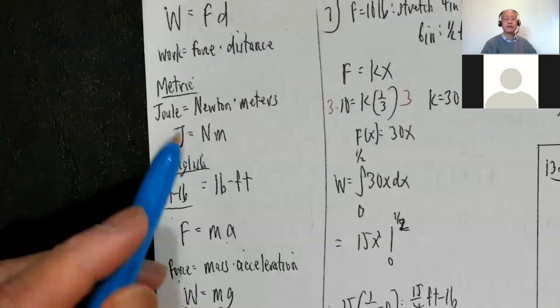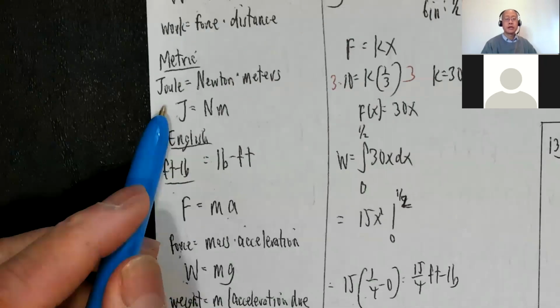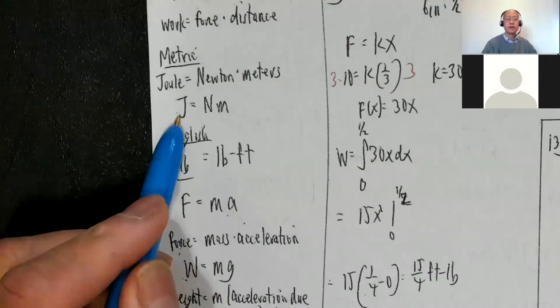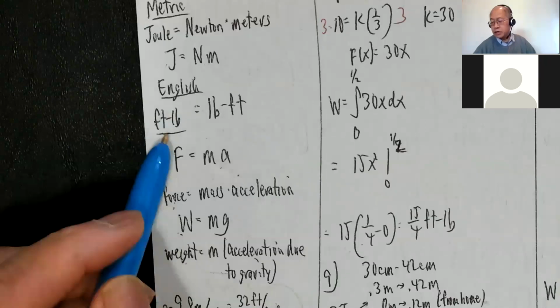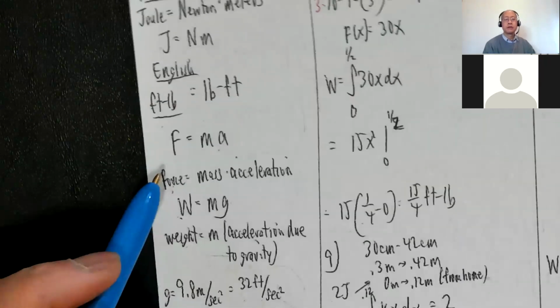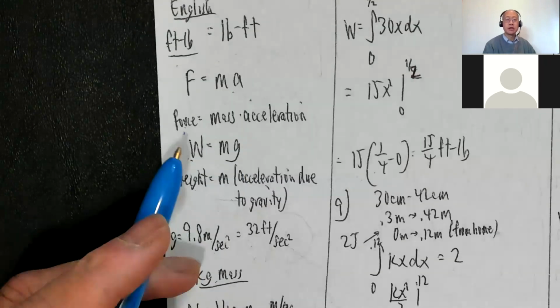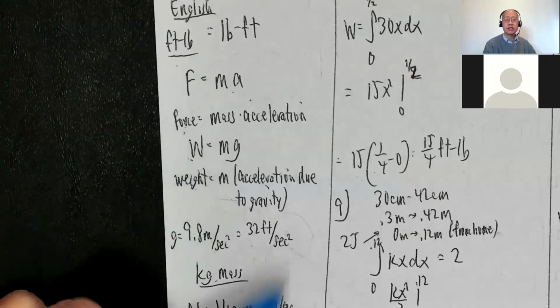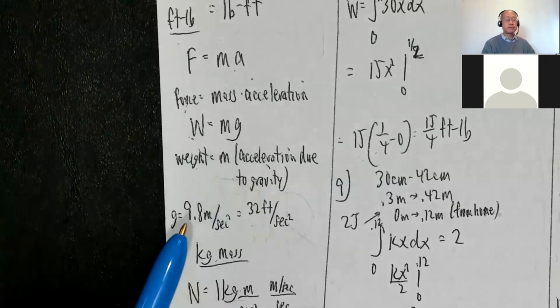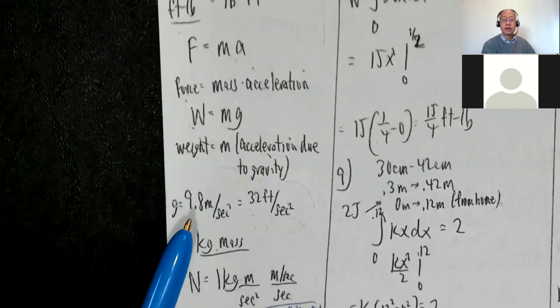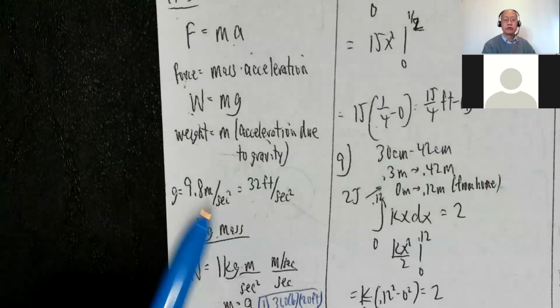All right, so we're getting back to work, literally, in the physics sense. So we had all this: work equals force times distance. I gave you all of these last time. A joule in the metric system is a Newton meter. In the English system, a foot-pound is a pound times a foot. Force equals mass times acceleration, of which one variation is weight equals mg. G is acceleration due to gravity on Earth, which is pretty much where all the problems we're doing are: 9.8 meters per second squared, or 32 feet per second squared.